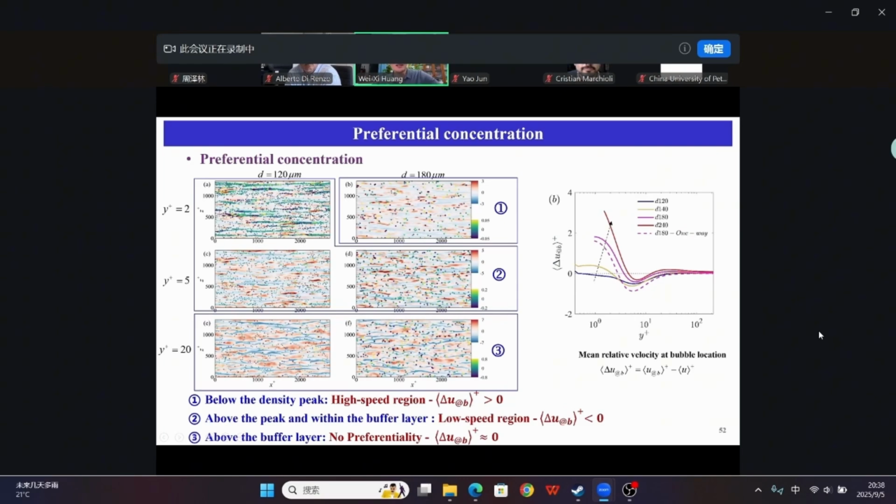And this is the instantaneous field. For the very near wall region, for the larger size, the bubbles prefer the high speed region. And a little bit away from the wall, they are more concentrated in the low speed region. Corresponding to that, this is the negative velocity difference, and here, very near the wall, this is the positive velocity difference.